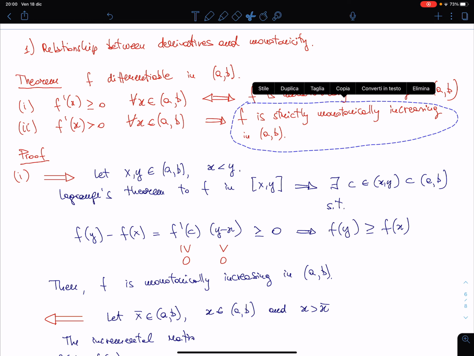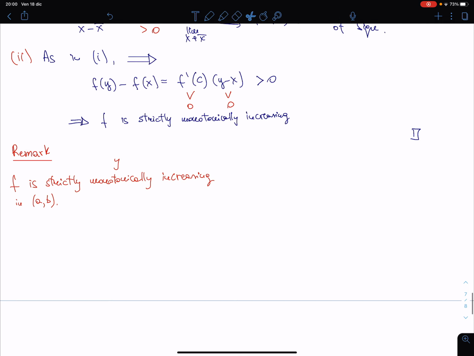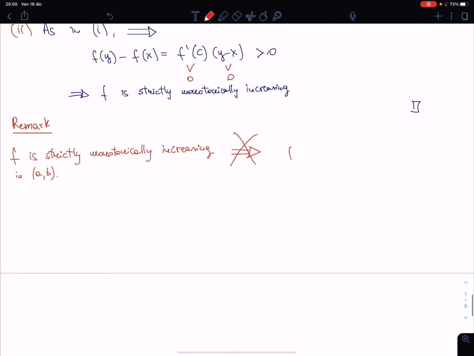so f strictly monotonically increasing in AB does not imply that f prime of x is strictly larger than 0 for every x in AB. So be extremely careful in applying this theorem, because you cannot inverse it. At least you cannot inverse point 2.